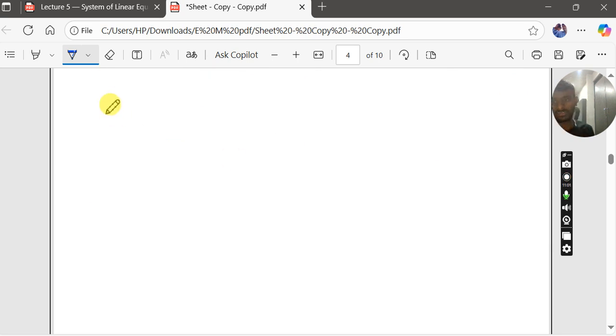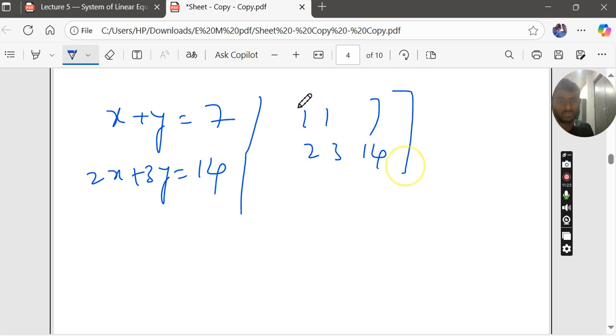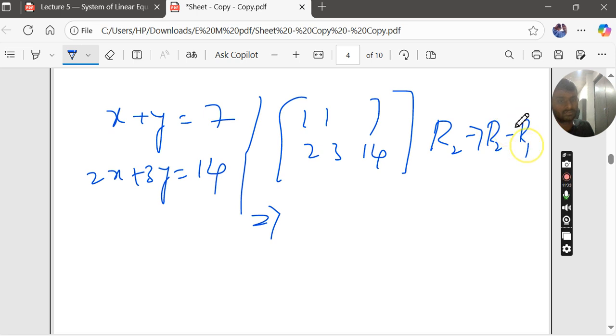Let's see one more example. Let's say we have x plus y equal to 7 and 2x plus 3y equal to 40. Again you can see that you will get a unique solution, because the rank of A and the rank of AB will be the same, and it will be 2. So 1 1 7, 2 3 40. How will you calculate here? For example, you want to make a 0 here and a 1 here. R2 becomes R2 minus 2 times R1.